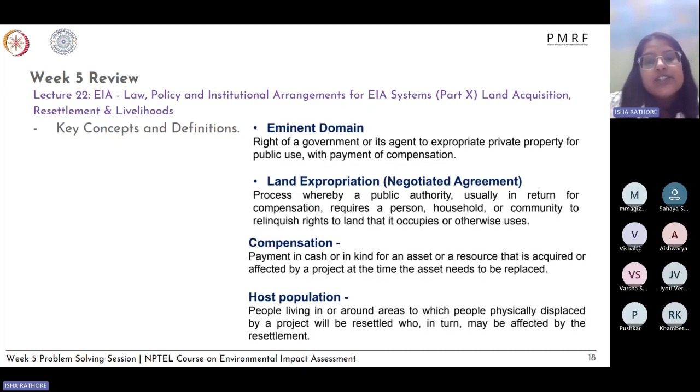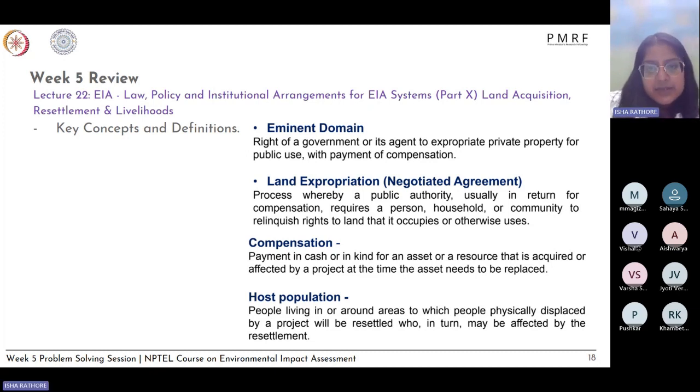Second, next definition is the eminent domain. So this is the right of a government or its agent to expropriate private property for public use with payment of compensation, of course. So this is what we were talking about. So the government has the power to take up private property for building projects for public use or for national development. But of course, they have to do this with the payment of appropriate compensation. We will look up at how compensation is being calculated and what all factors need to be considered. But that is eminent domain.